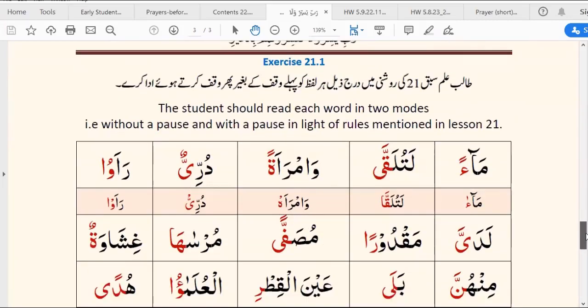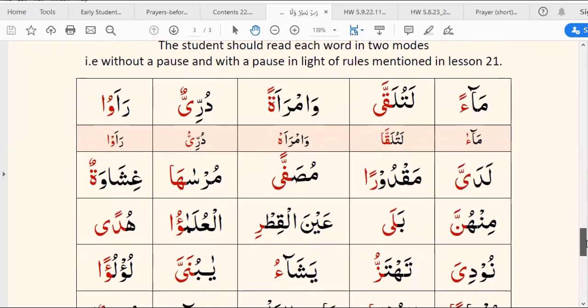Okay, how would you read this one as it is? Makduran. Very good. Now just remember, this is a thick letter. Well, it's not a thick letter. Ra is not a thick letter, but when it has a fatha on it, it's pronounced thick. So it's maqduran. You can repeat that. Maqduran. Good. And how would you recite it in waqf?